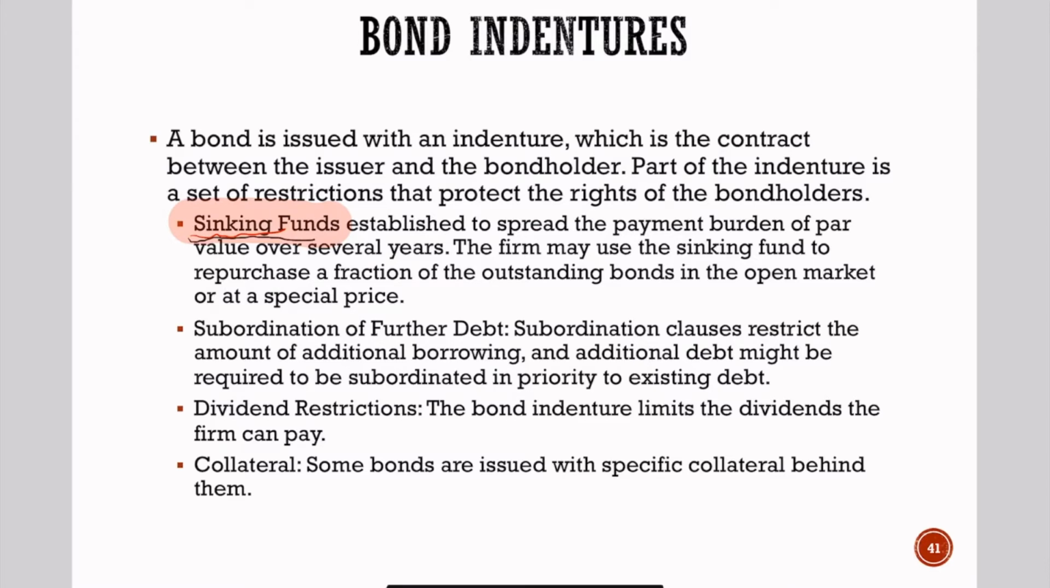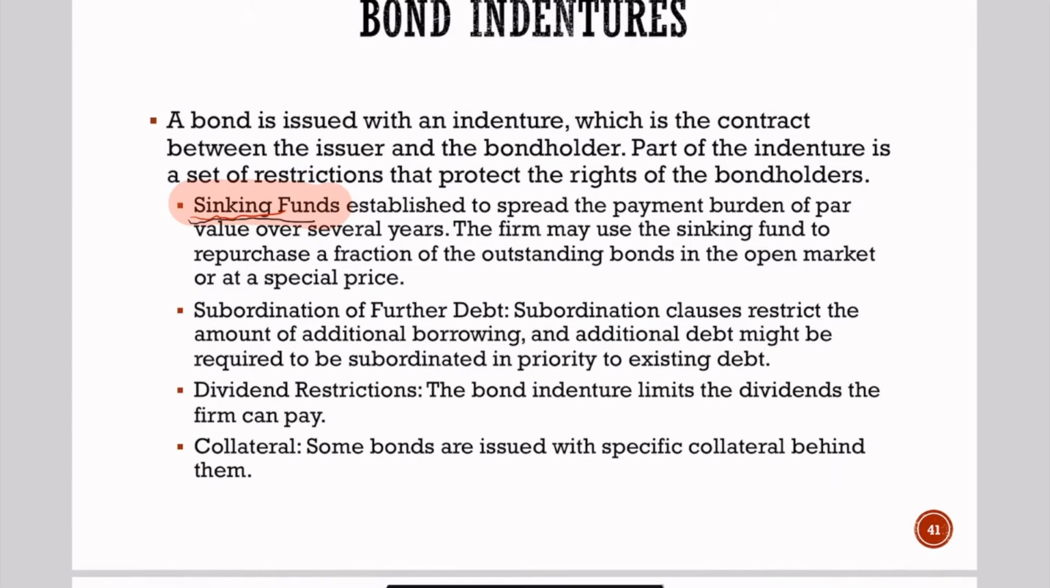It's like if the par value is $1,000, now I will pay back $10 in the first year, and then in the second year I will use the sinking fund to pay back an additional $10. I will continue to do so, and the benefit is that on the maturity date I will have just a small portion of the par value left. So it's much easier for me to pay back that smaller portion.